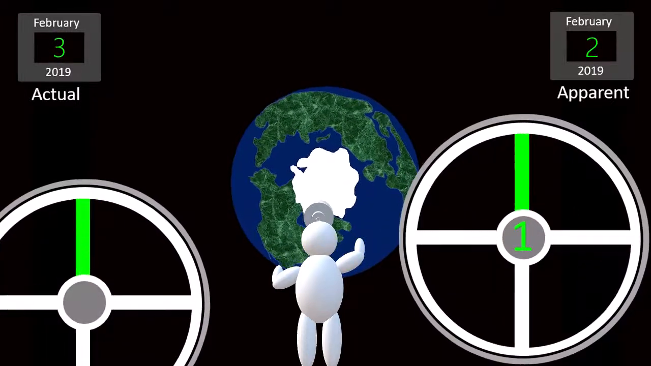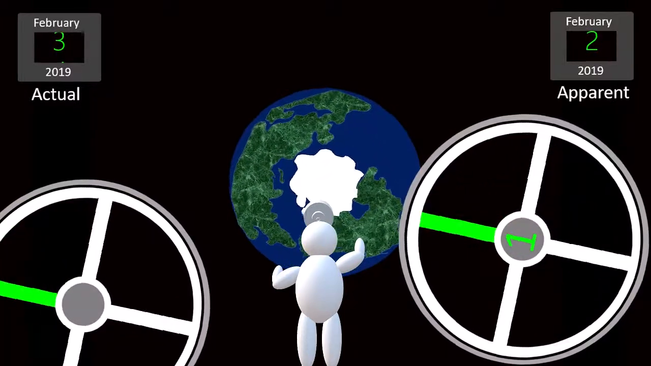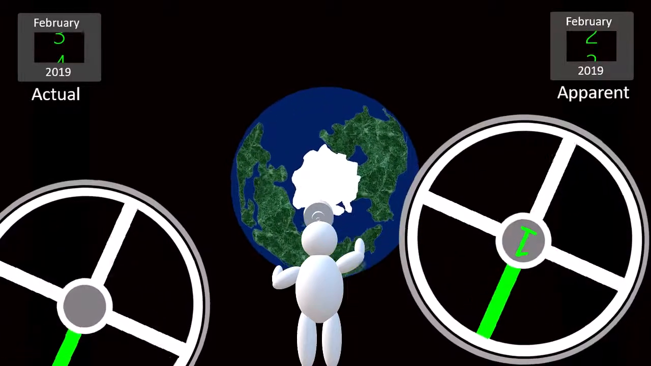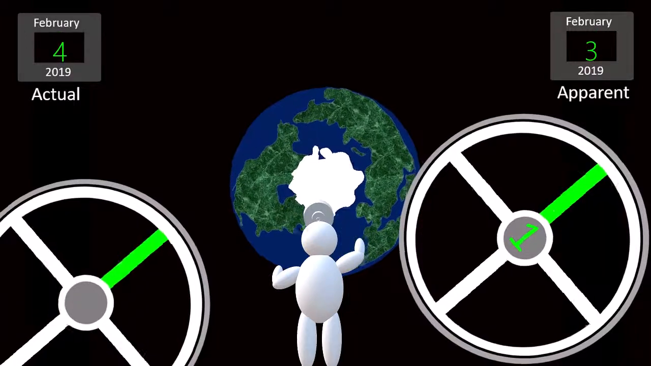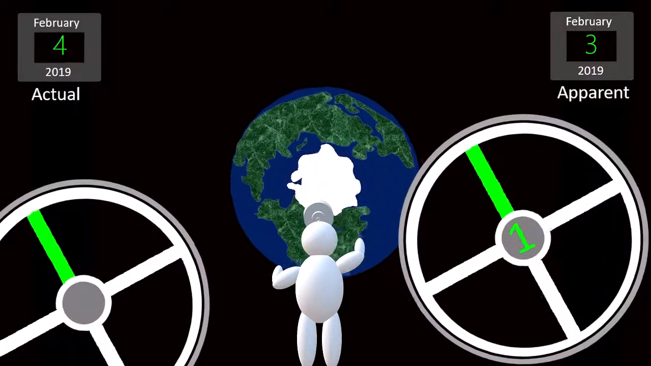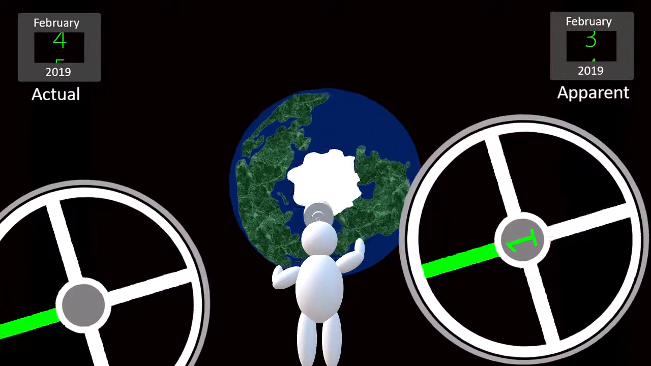The calendar clock on the right shows the apparent Earth date. Since the speed of light is finite, it diverges from the Earth's actual time depending on how far away you are. The one on the left shows the actual Earth date.